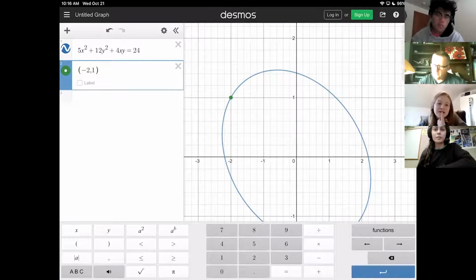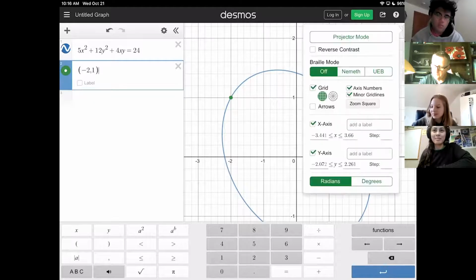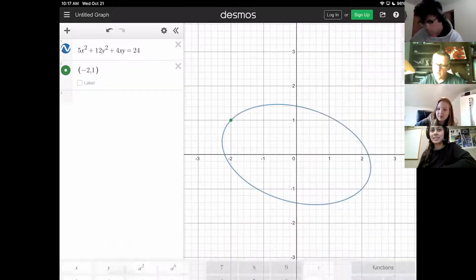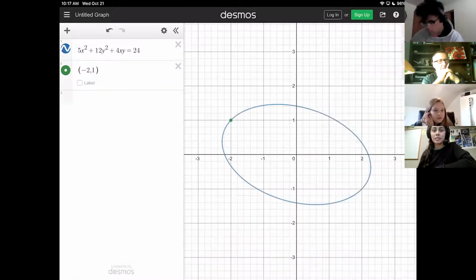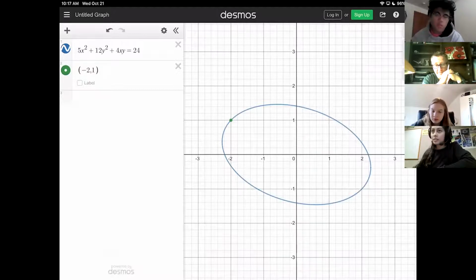Let's see. I got 1 too. Oh, 2 people get 1. Oh, we finally got 2 people that agree. That's good. I just hit zoom square because it zoomed kind of weird. So if you didn't get something positive, that's not good because that's certainly a positive slope over there. And it would be around 1. I mean, I'd say that kind of makes some sense.